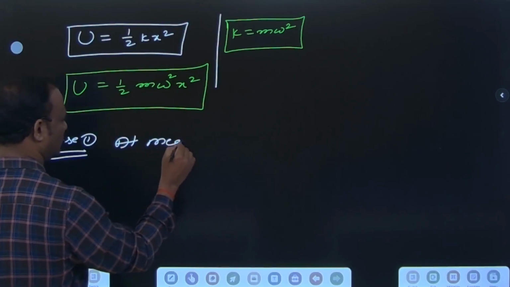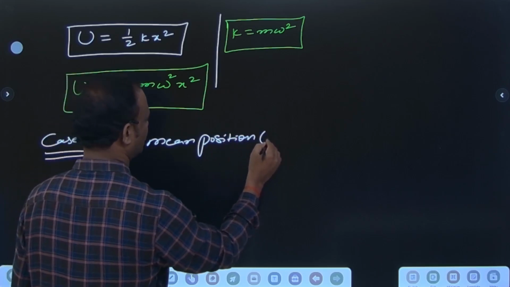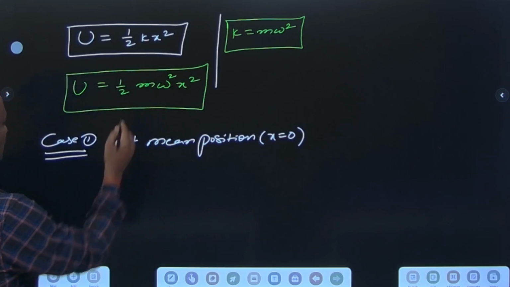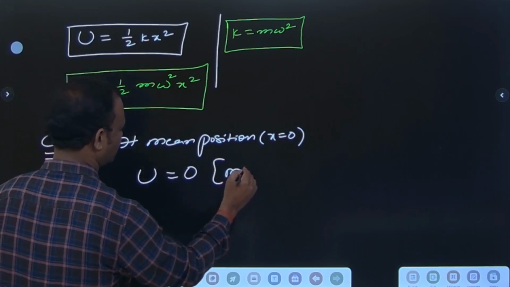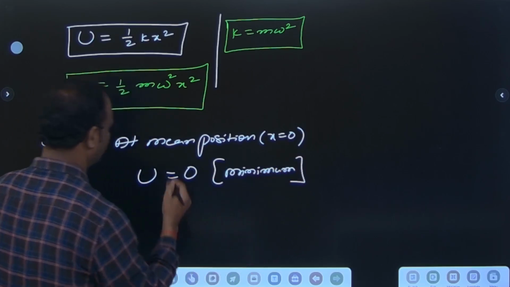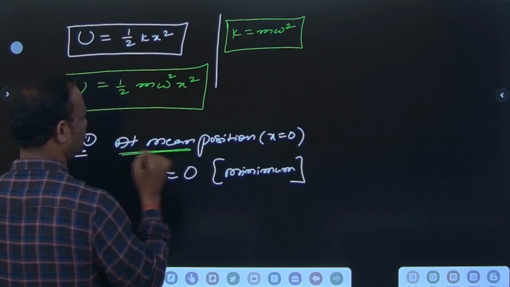Okay, this is at the mean position. At the mean position, x is equal to 0, then U is equal to 0. This becomes a minimum. Where is the potential energy minimum? At the mean position, right?